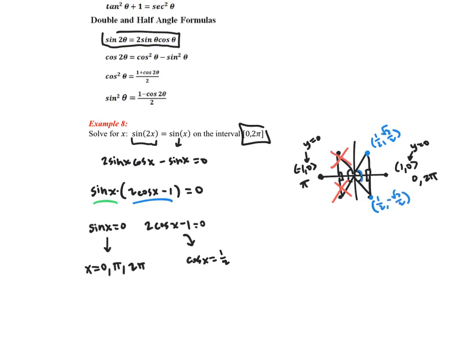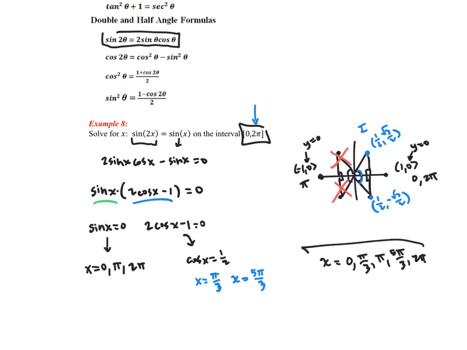So what are these angles, right? This angle here in quadrant 1 will be x equals pi over 3. And the angle in quadrant 4 is negative pi over 3. Because we want the angle between 0 and 2 pi, it's going to be the angle 5 pi over 3. Therefore, the solutions in this case are x equals 0, pi over 3, pi, 5 pi over 3, and finally 2 pi. All right, there you have it. That's using some identities to solve a trig equation.